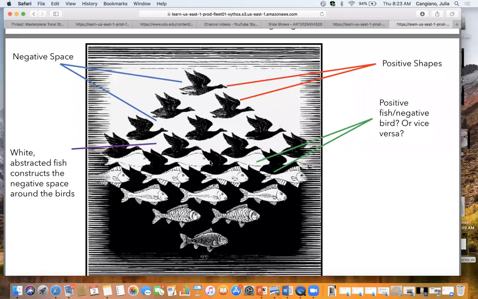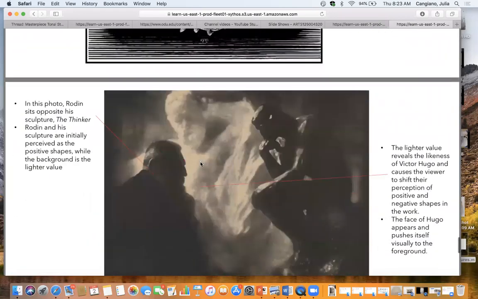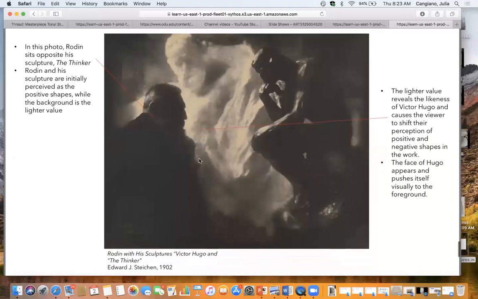So their meeting place becomes, I don't want to say blurred, because it's very clear that they're fish and bird, but I don't know what the word is. I'll think of it. So this is Rodin with his sculptures, Victor Hugo and The Thinker by Edward Steichen. I think that's how you say it.